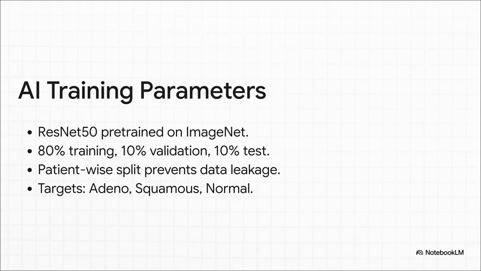But here is the absolute most crucial detail of their methodology, the patient-wise split. The researchers made sure that images from the same patient never, ever crossed between the training and testing groups. If the AI studied patient A during training, it literally never saw patient A on the final exam. This totally stops the AI from cheating, and it guarantees a perfectly fair baseline evaluation across the three main superclasses: adenocarcinoma, squamous, and normal tissue.